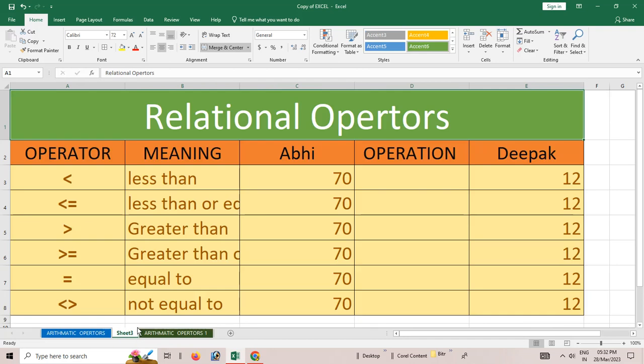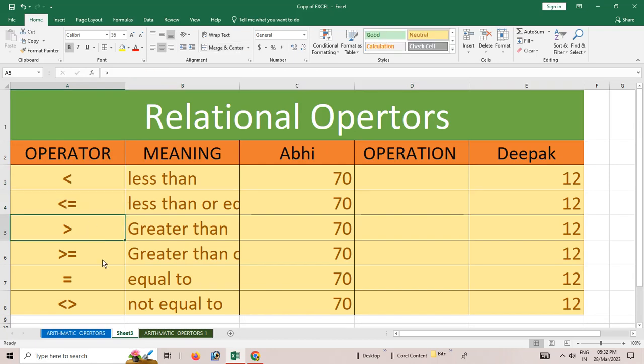Next is the relational operators. These operators are less than or equal to, greater than or equal to, equal to, and this sign is called not equal to. Now see here, this is Abhi and this is Deepak. Suppose Abhi's age today is 70, and Deepak's age is 12.